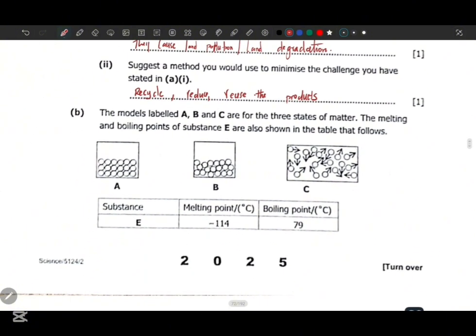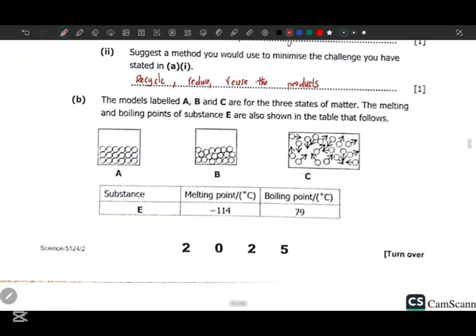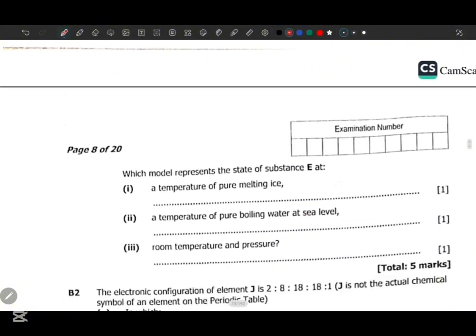All right, so B says the models labeled A, B, and C are for the 3 states of matter. The melting and the boiling points of substance E are also shown in the table as follows. So A, B, C are shown, the states. Now, also another substance E, whose melting and boiling points are shown. So let's see the questions.